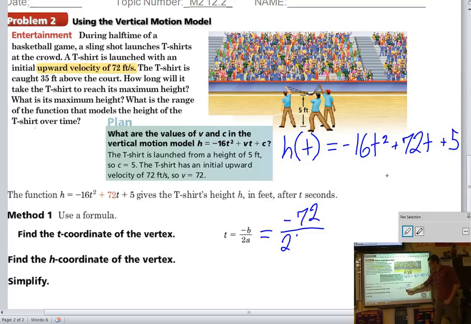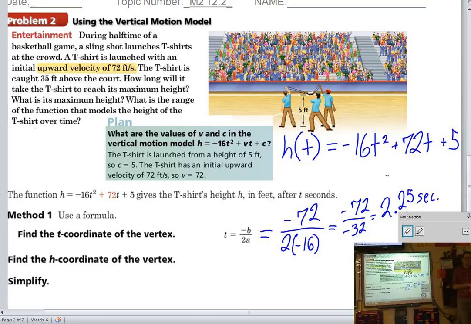Ooh, negative 16. Guys, if you ever get an answer that doesn't look right, like if you got a negative value for t in this situation, you can't have a negative time. So that wouldn't make sense. So pay attention to what makes sense in the case that we're working with. So we end up with negative 72 over negative 32. What do we get with that, Calvin? 9/4. Okay, 9/4, which comes out to be 2.25. We'll use the decimal and avoid the fraction because we don't normally talk about time in fractions.